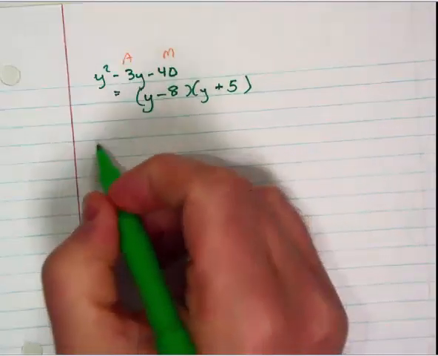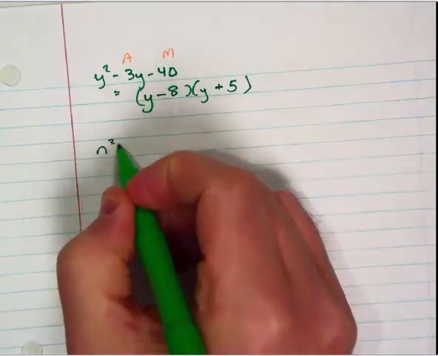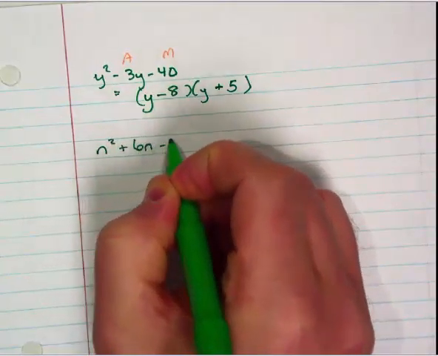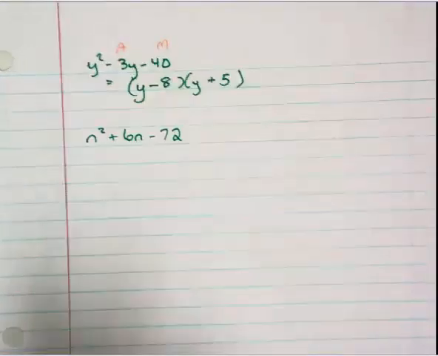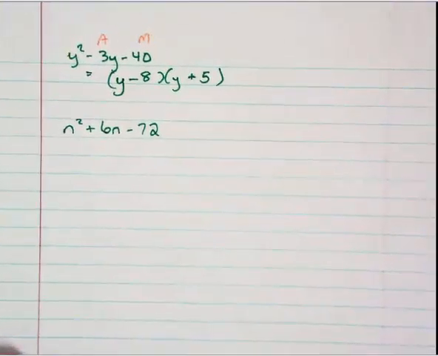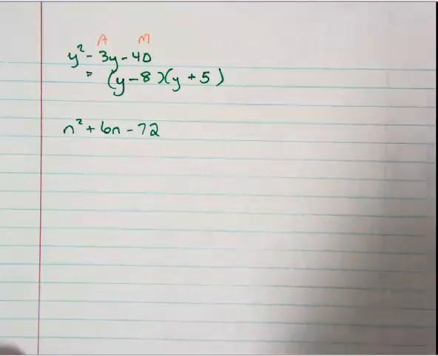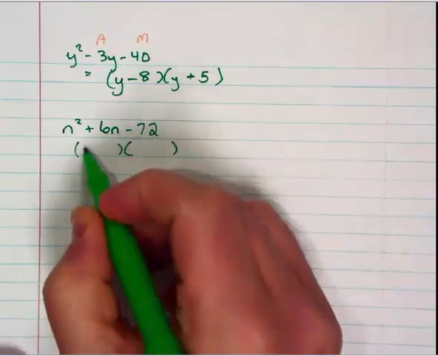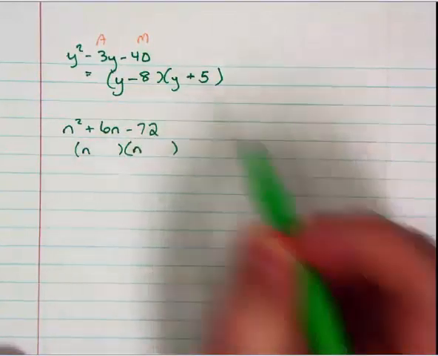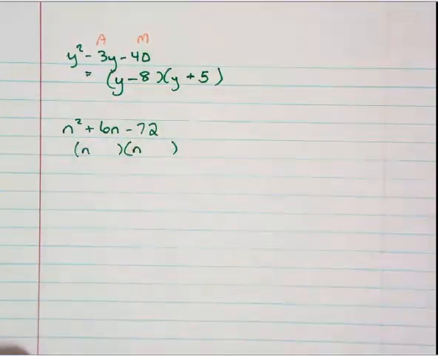2 more. So try n squared plus 6n minus 72. Again, pause it. See if you can do this. Come back and see if you get the answer. I know there's no GCF, so it's going to be n times n. The first things that come to mind for 72 are 9 and 8, but that's not going to work.